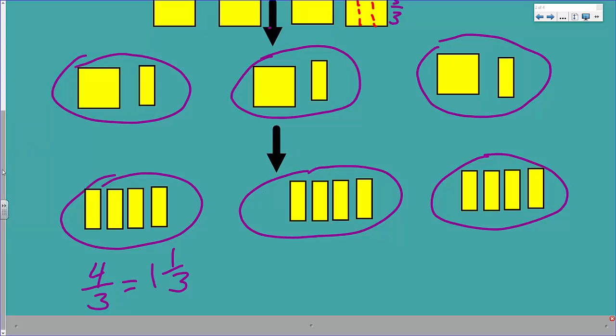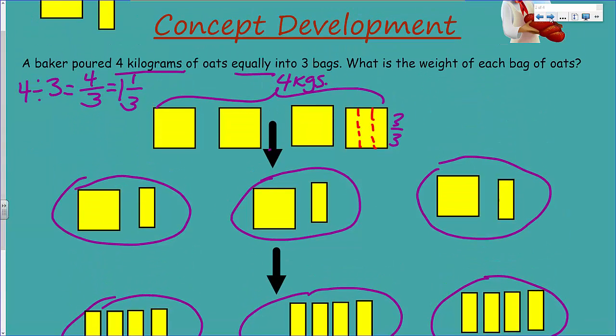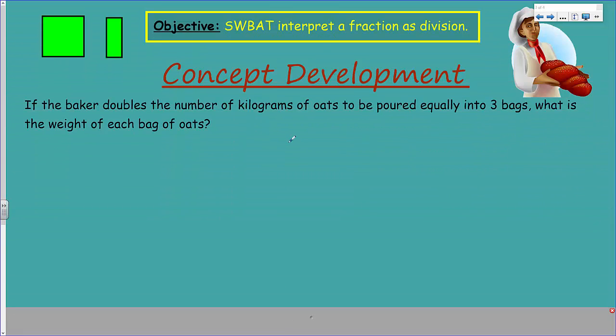All right, now we can move on to the next page. Uh-oh, another blank screen. It says if the baker doubles the number of kilograms of oats to be poured equally into 3 bags, what is the weight of each bag of oats? Okay, so we're adding another little challenge here. All right, so let's go ahead and do that problem.